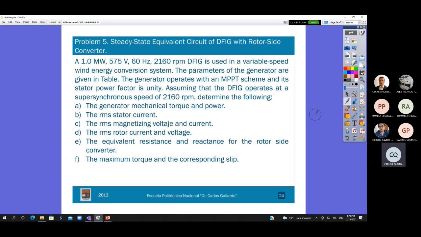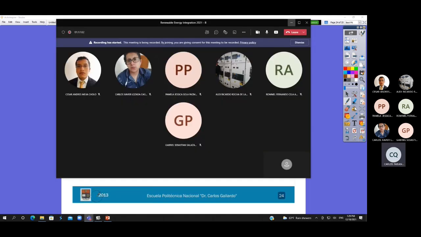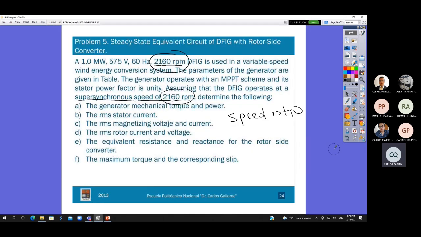So one question is coming out. Pay attention to this part. This is the rated speed. And besides, the doubly fed induction machine is operating at supersynchronous speed. You can see it's the same value. So my question is, what is the speed ratio? What is the speed ratio, Mr. Rocha? Mr. Rocha, are you there? Yes, doctor. What is the speed ratio?